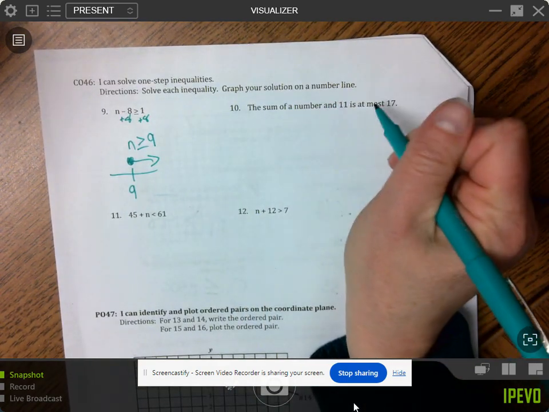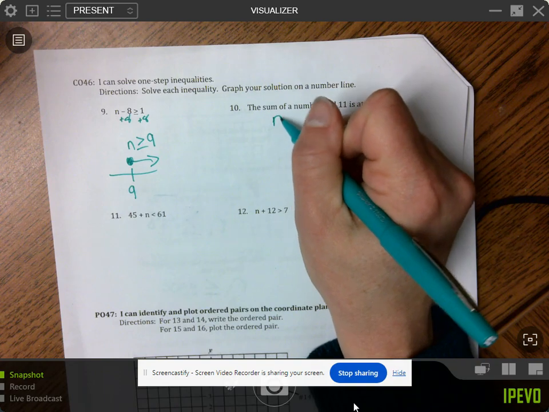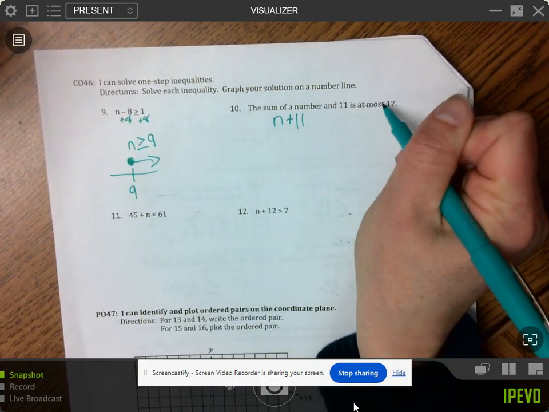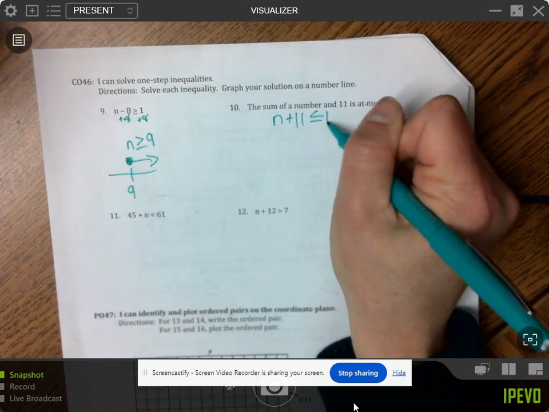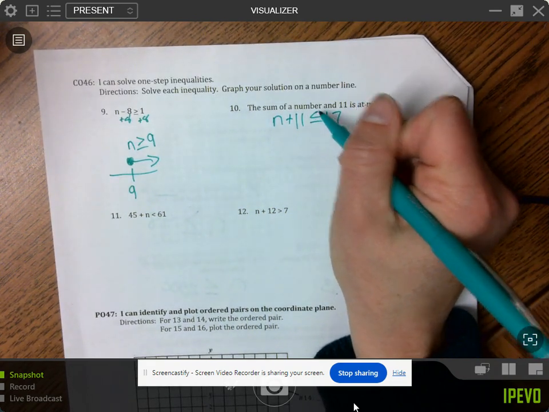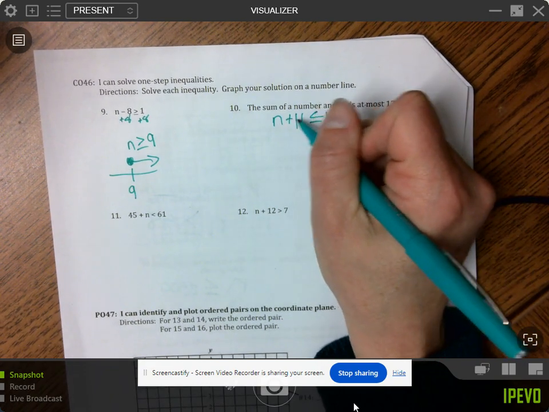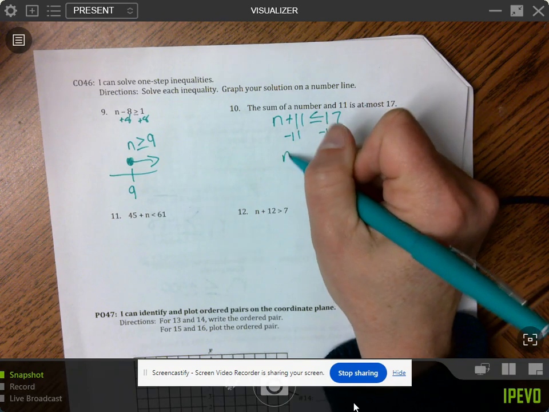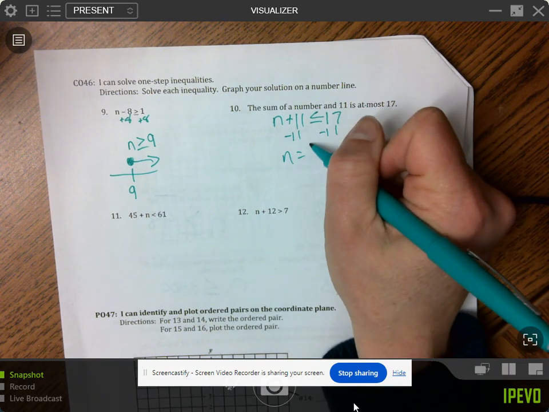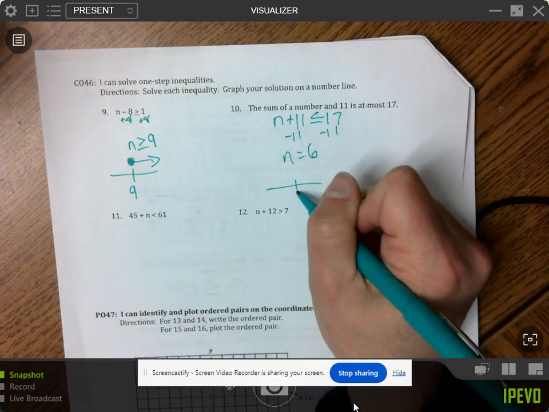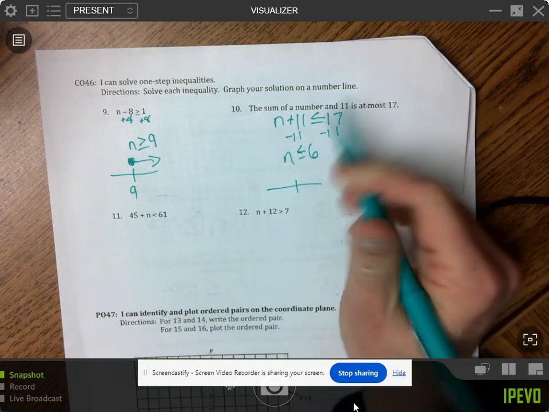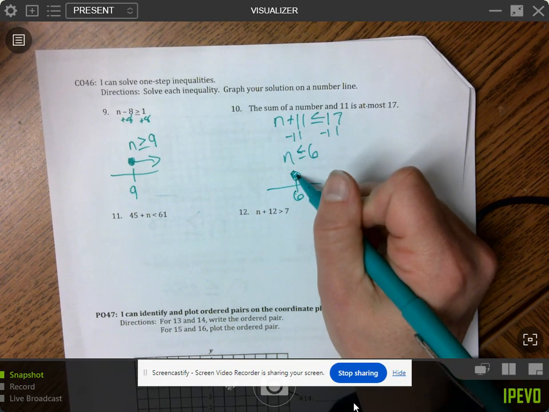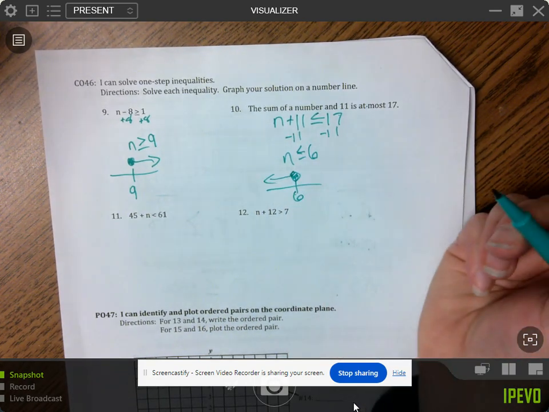The sum of a number and 11, so the sum is adding, is at most 17. So it can be 17 or less. It can't go over. So if I'm adding 11, I need to subtract 11. So n is 17 minus 11, which is 6. Inequality goes down. So I have 6. My circle is closed in, and it goes to the left.